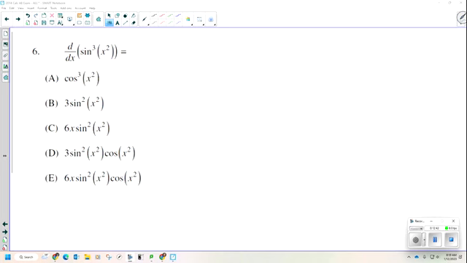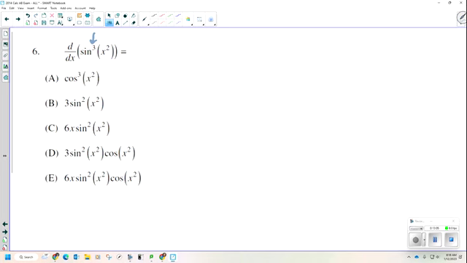Number 6 is a very good early question. It's a great question that they should put early in the test to get your calculus and mathematical blood flowing. All right? The derivative of sine of x squared, cubed. What I tell my students is every time you see this, you're cubing the whole thing.